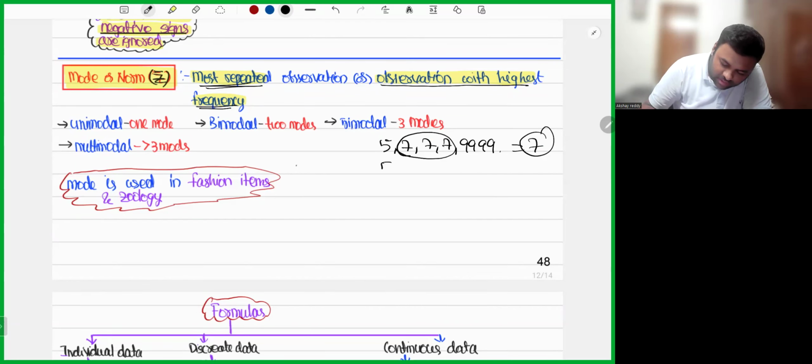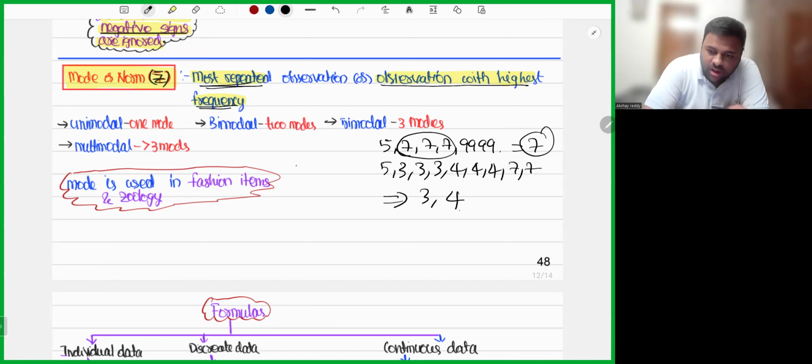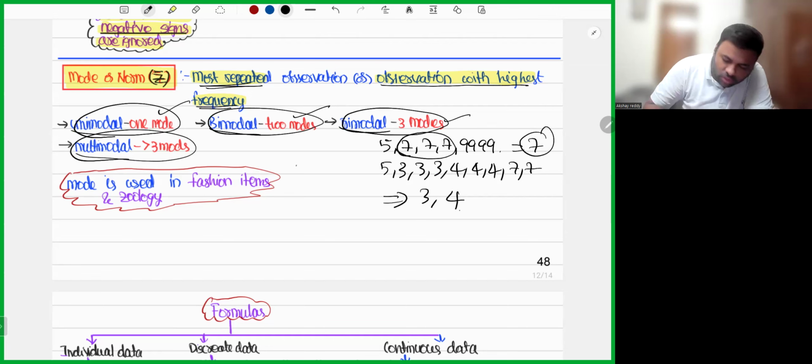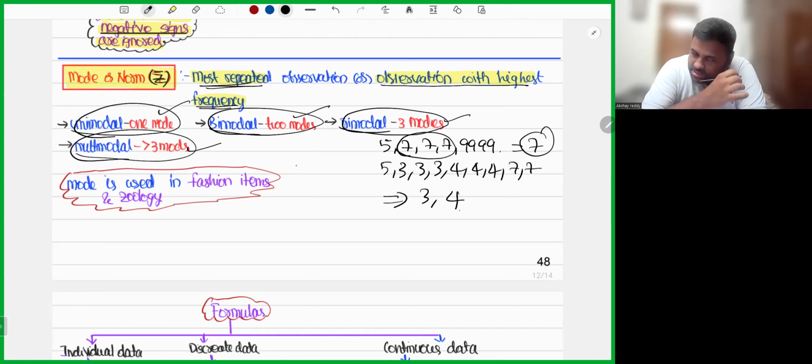Now I have 5, 3, 3, 3, 4, 4, 4, 7, 7. What is the most repeated observation? 3 and 4. So it can be unimodal, one mode; bimodal, two modes; trimodal, three modes; or multimodal, more than three modes. Simply, the most repeated observation is called the mode.